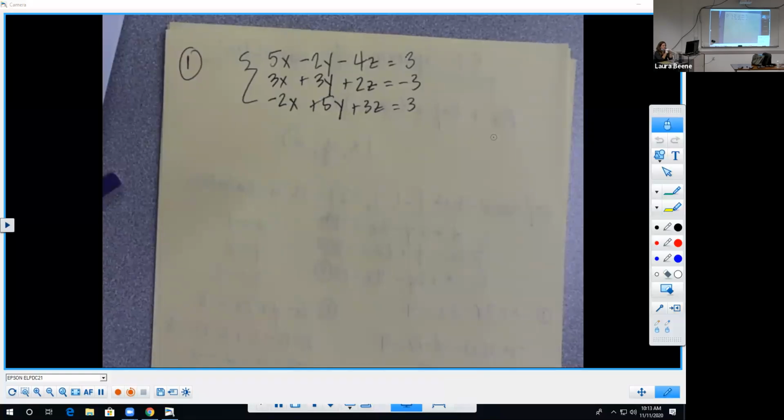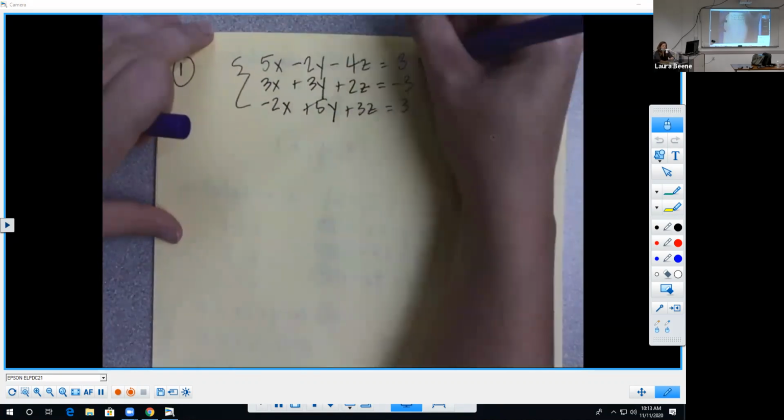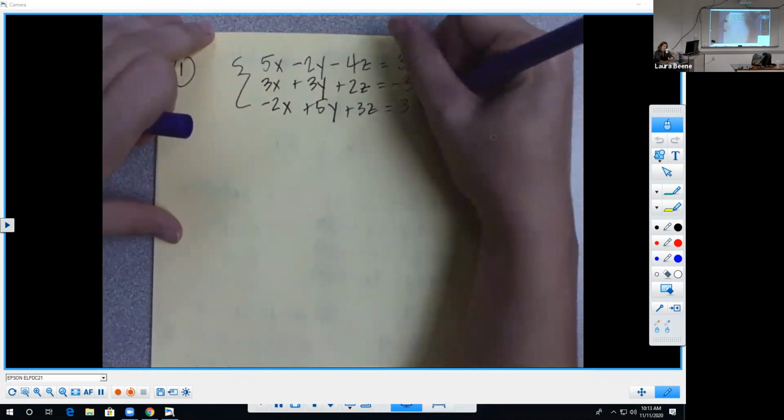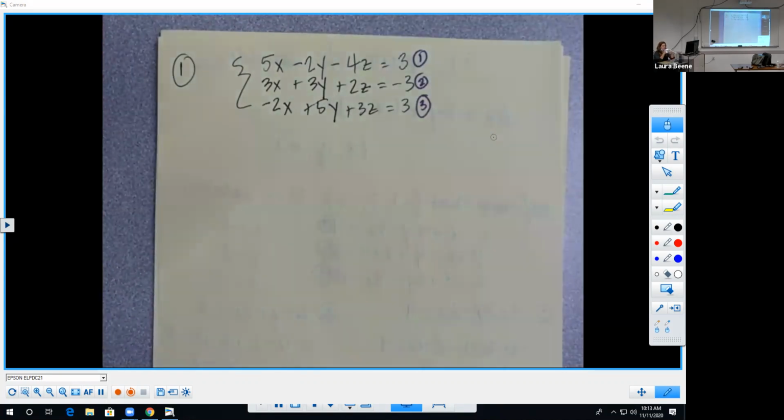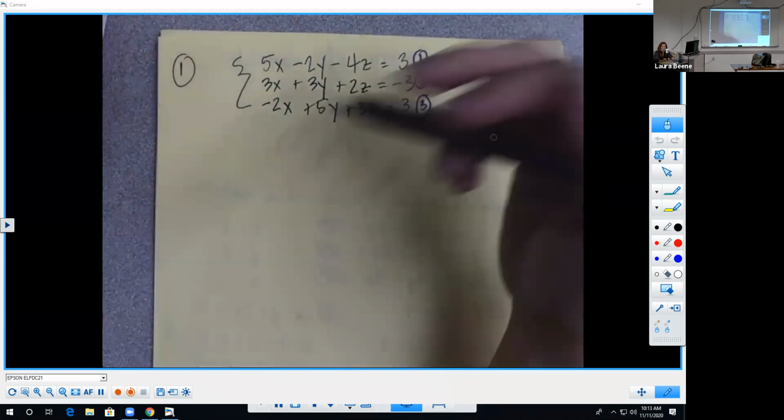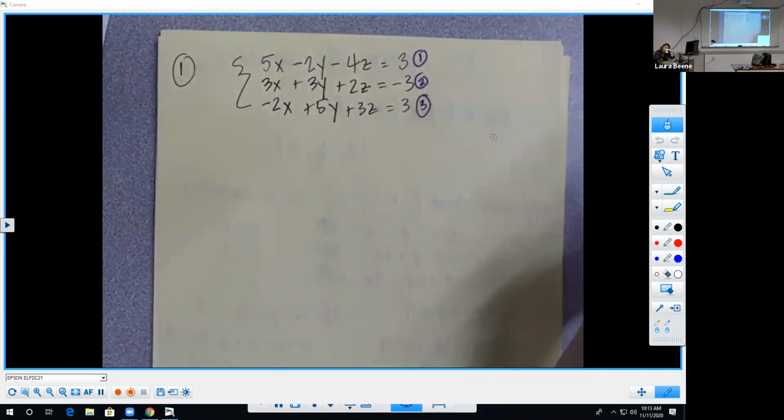Okay, that's the first problem we're going to solve. So what we want to do, first of all, let me label these equations: 1, 2, 3. You don't necessarily have to do this when you're working it out. I just try to make it easier for you to follow along. Okay, so our goal is to get it down to 2 equations, 2 variables.